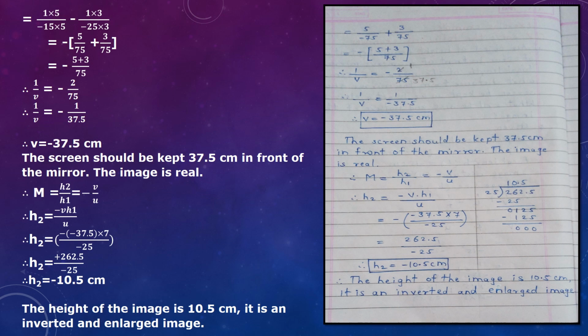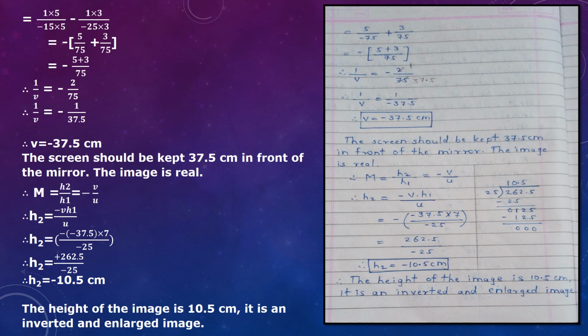So therefore 1 upon v is equal to negative 1 upon 37.5. So therefore we are going to take the reciprocal of this. So v is equal to negative 37.5 centimeter. So here we got image distance, that is small v is equal to negative 37.5 centimeter. So the screen should be kept 37.5 centimeter in front of the mirror and the image is real image.